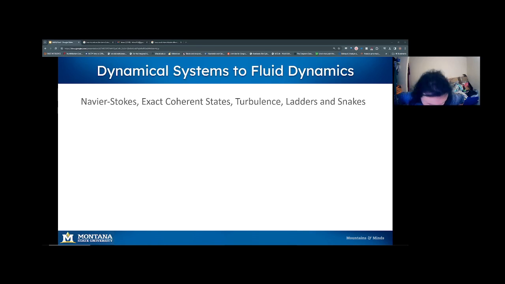Hello, welcome to this report and presentation on dynamical systems to fluid dynamics, Navier-Stokes, exact coherent states, turbulence, ladders, and snakes. So the thing we were doing here today is exploring a few ways in which dynamical systems has been applied to fluid dynamics and progress made therein.